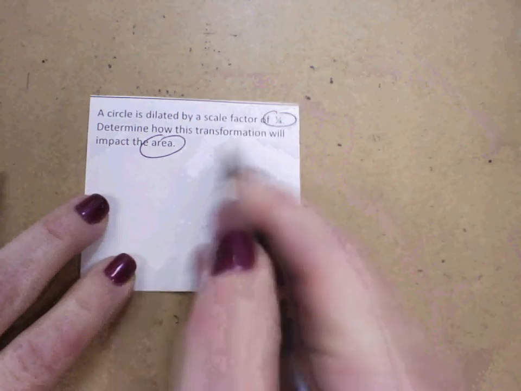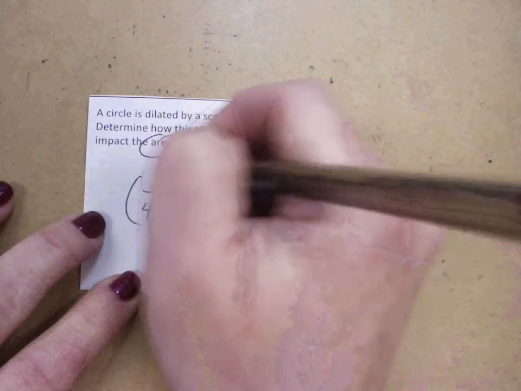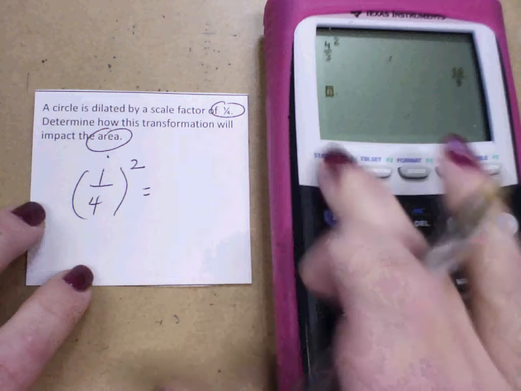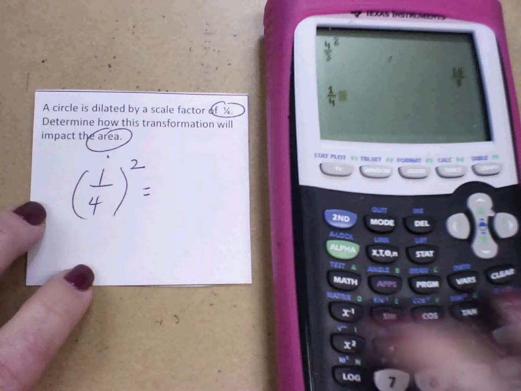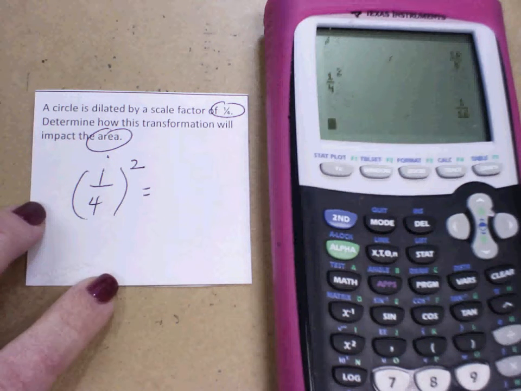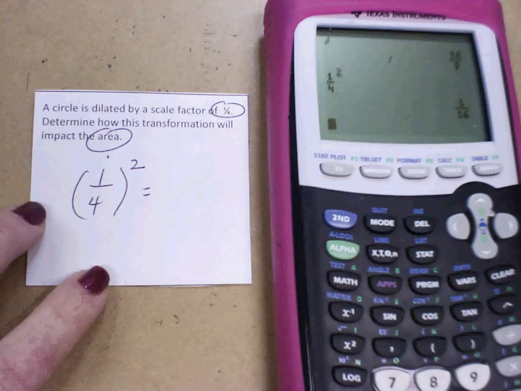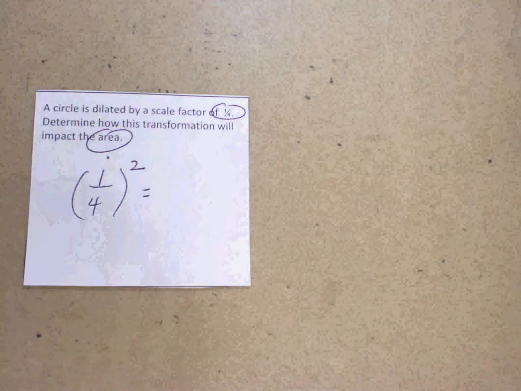All right, so let's do this one. The last one, right? No, we've already done this. We just don't know where the answer is. All right, a circle is dilated by a scale factor of 1/4. How will this impact the area? What do we do with the scale factor? Square it or cube it? Square it. Very good.